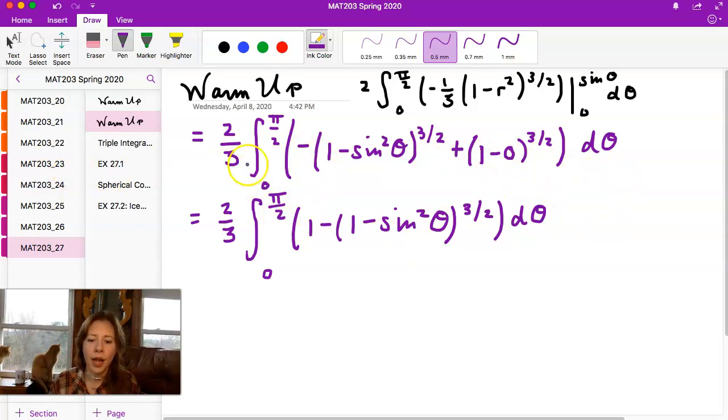Now, I'd like to simplify this as best we can before we proceed to any integration. Thinking about some trig identities, remember that 1 is equal to sine squared theta plus cosine squared theta. And so 1 minus sine squared theta is equal to cosine squared theta, so this whole piece can be rewritten in terms of cosine theta.